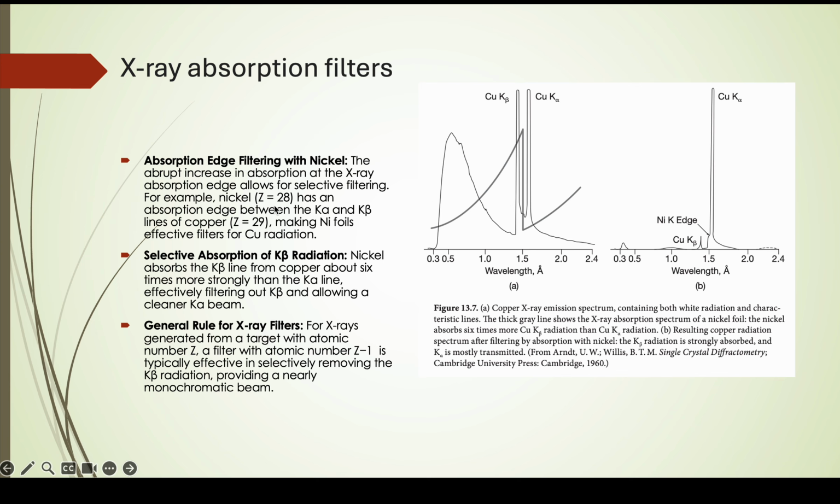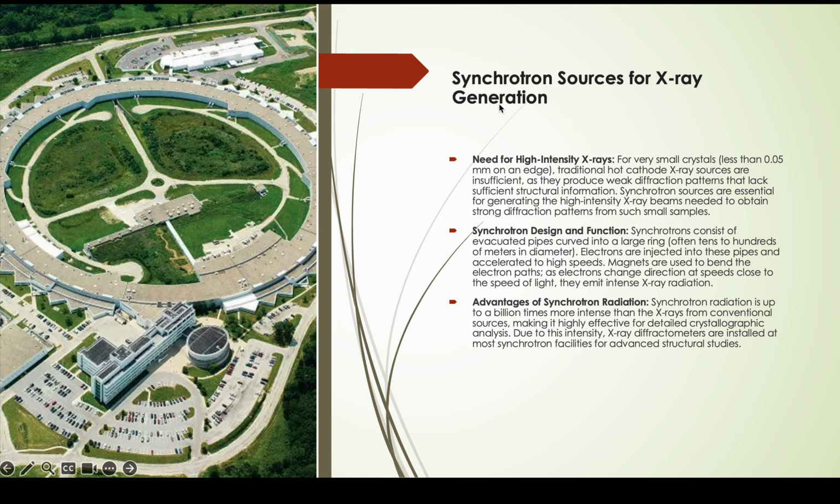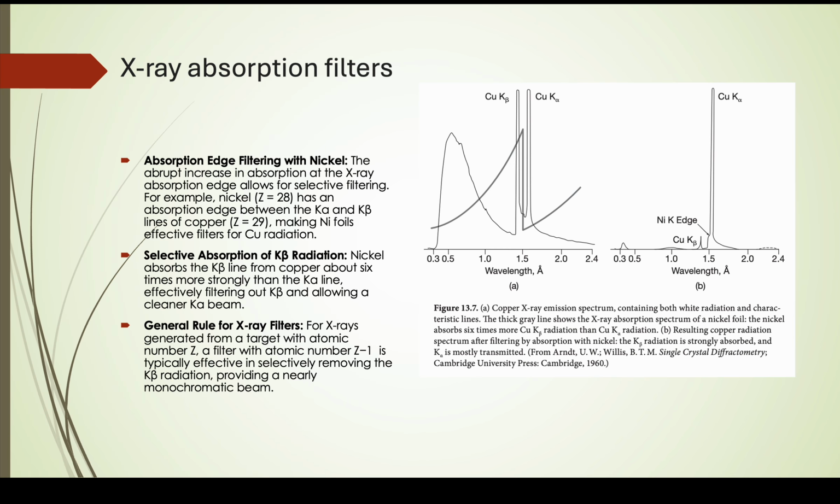For example, nickel, whose atomic number is 28, has an absorption edge between the K alpha and K beta of copper. Here you can see the copper is here. So let me just go back. So it's copper K beta here and copper K alpha is here. So it lies between the K alpha and K beta regime of the nickel absorption edge. So it can help us to filter one portion of it and to pass the other part of it.